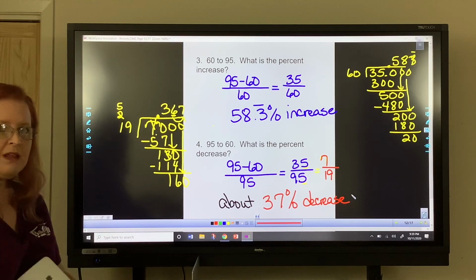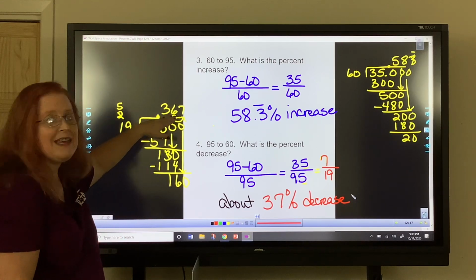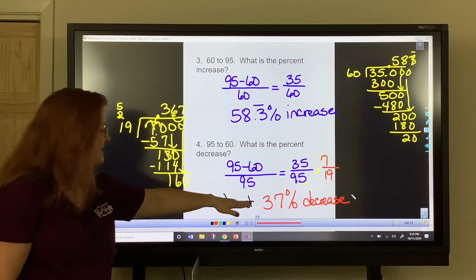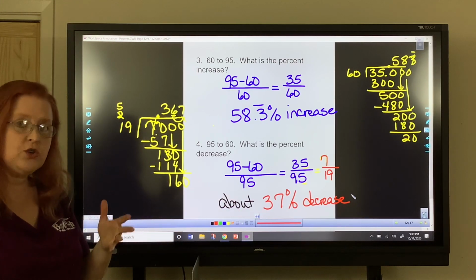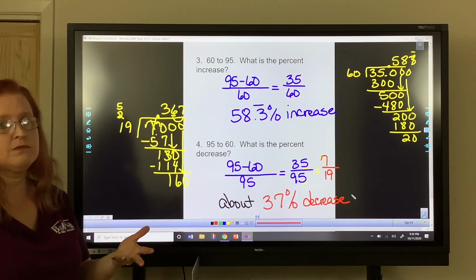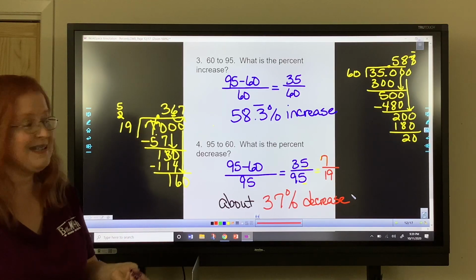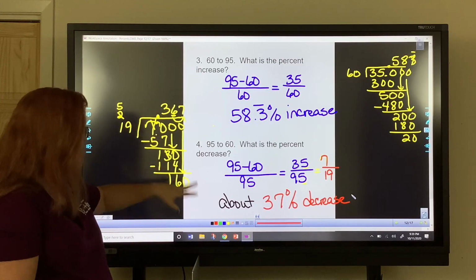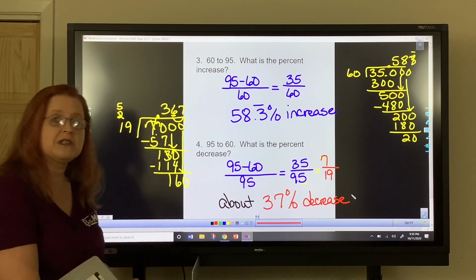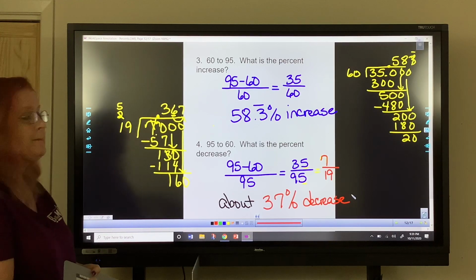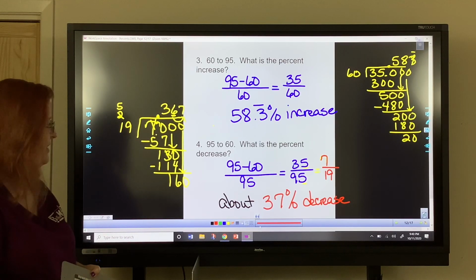And in mathematics, guys, this is okay. This answer versus this answer isn't that much difference. And unless your teacher is wanting an exact answer, which if they do, you have to give them that, then I would be okay if they could tell me that it's about 37%. Okay? All right, moving on.